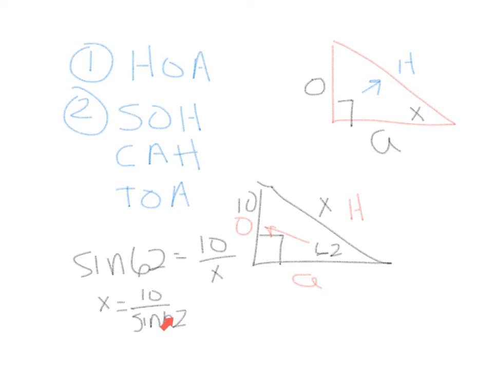And the biggest thing everybody would forget to do is they forget to put sine of 62. They just say 10 divided by 62. Don't do that. 10 divided by sine of 62, that'll tell you how long that hypotenuse is.